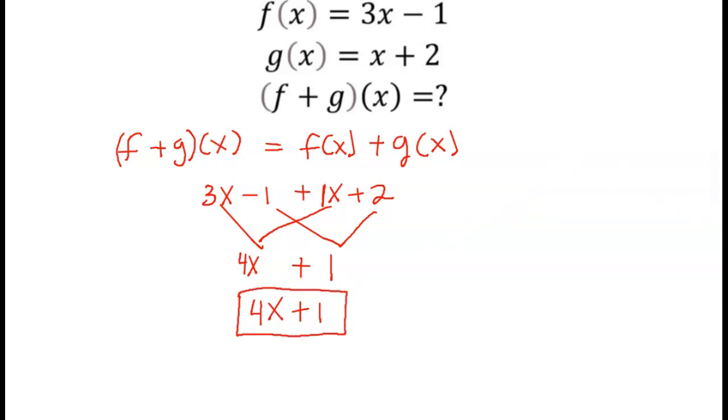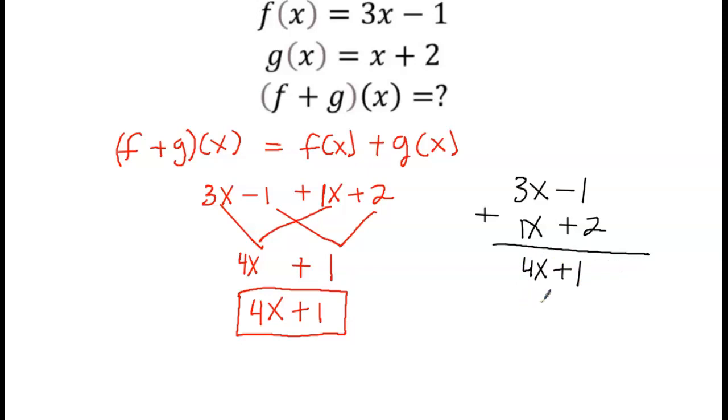You can also do it in a vertical way. You can write 3x minus 1, and then make sure the g of x, which is x, you put it right under the same degree, and then plus 2, and then you underline and you know that you're adding. So there is a 1 here, so 3 plus 1 gives you 4, and then you bring your x here, and then negative 1 plus 2 gives plus 1, and that gives you the same answer. So you can do it the horizontal way or the vertical way.